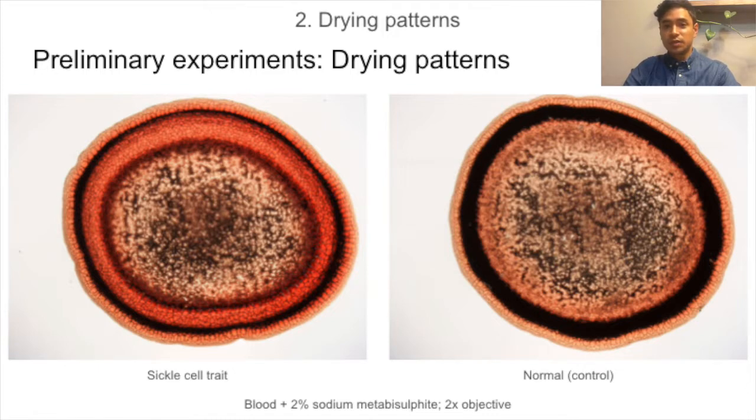There seemed to be differences in the drying patterns for the cases of sickle cell trait and normal blood. There were differences in the thicknesses of the outer bands and the overall intensities of the image, potentially due to differences in the migration of cells to the contact line during evaporation. These images were taken from a 2x objective, and the diameter of each spot is roughly 5 millimeters.